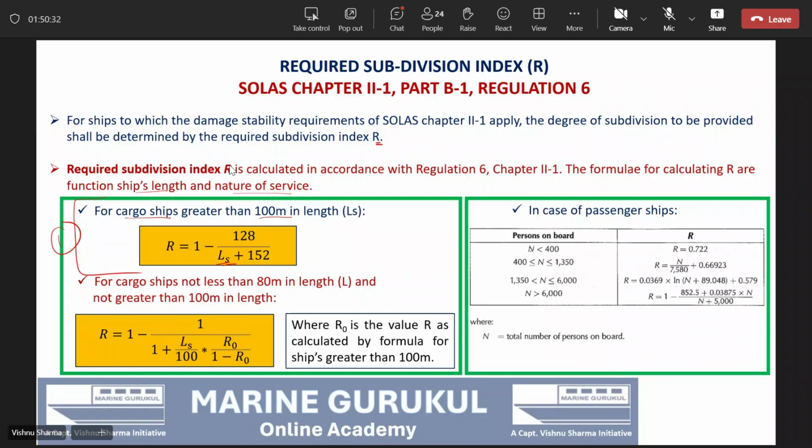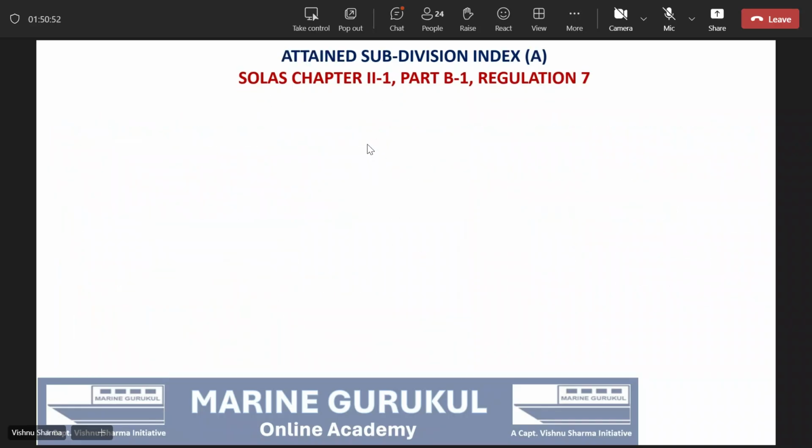Yes, sir. Now, this is the required subdivision index R that you'll calculate, which the ship must meet. What will you do at your end? You will calculate attained subdivision index A as per regulation 7 of the SOLAS. So for the ship, required subdivision index is calculated, and then attained subdivision index will be calculated. Details of how it will be calculated is as per regulation 7.